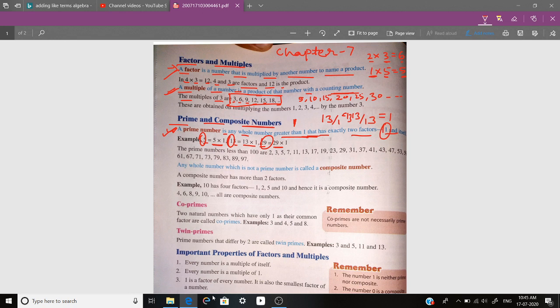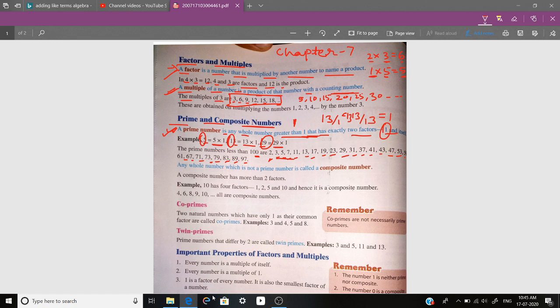The prime numbers less than 100 are as follows. Here is a list of prime numbers between 1 and 100, and these prime numbers are 2, 3, 5, 7, 11, 13, 17, 19, 23, 29, 31, 37, 41, 43, 47, 53, 61, 67, 71, 73, 79, 83, 89, and 97. These are the prime numbers between 1 and 100.